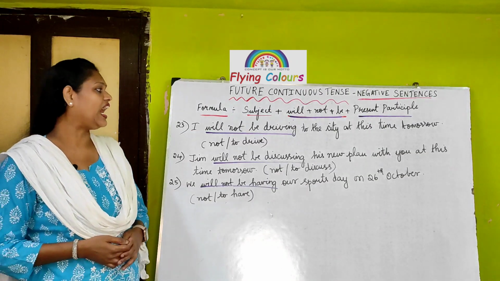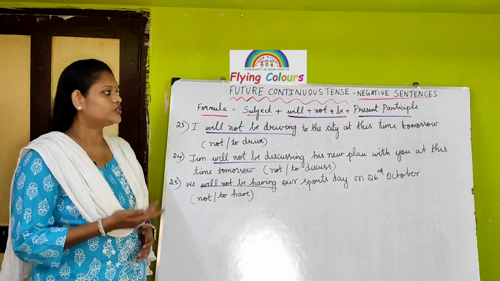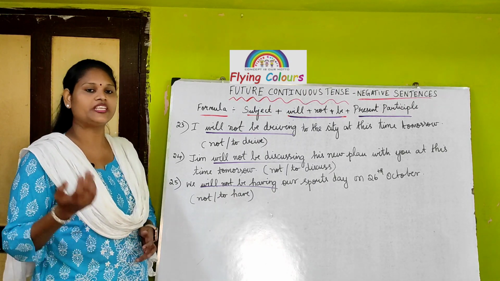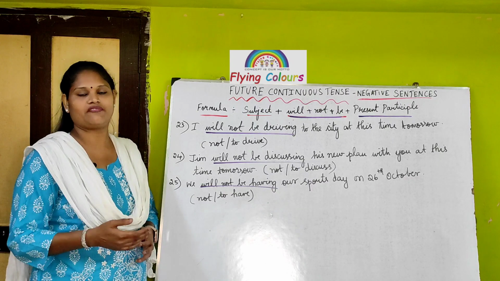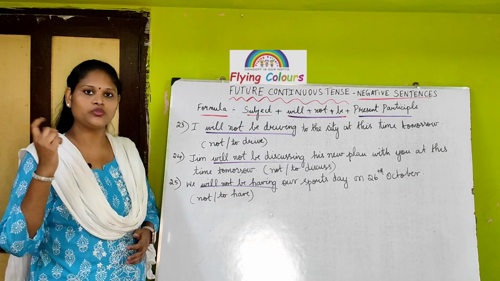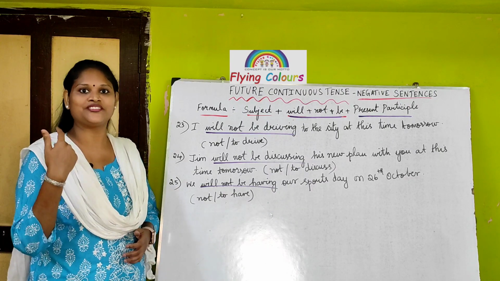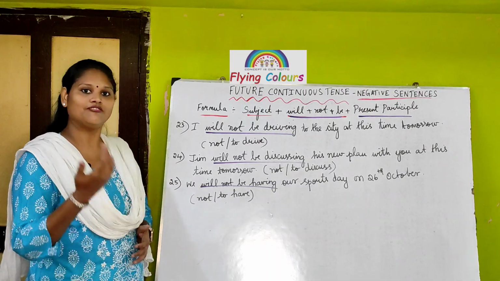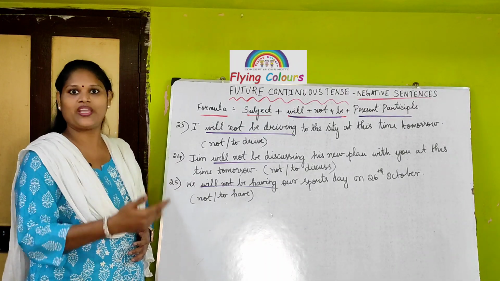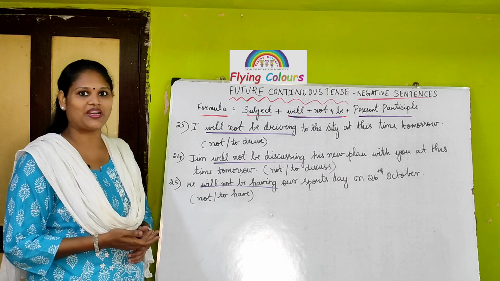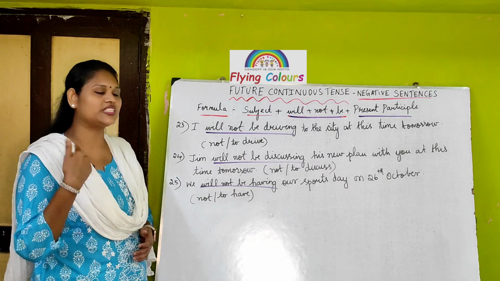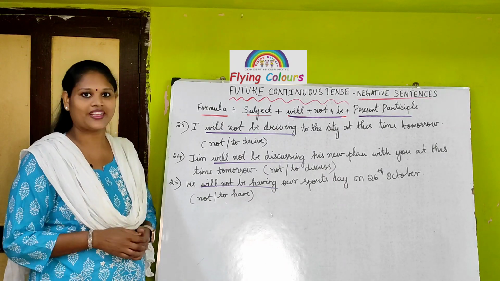Next sentence, I dash to the city at this time tomorrow. Within brackets, not to drive. So drive is the main verb. You need to change it into future continuous tense. So I will not be driving. So driving is the present participle. I will not be driving to the city at this time tomorrow, right?